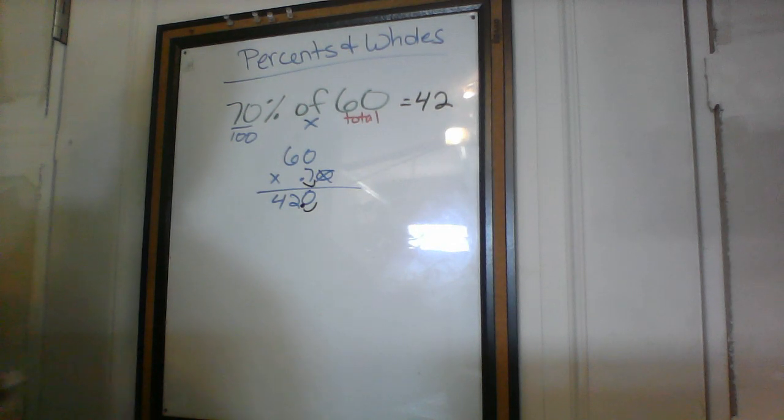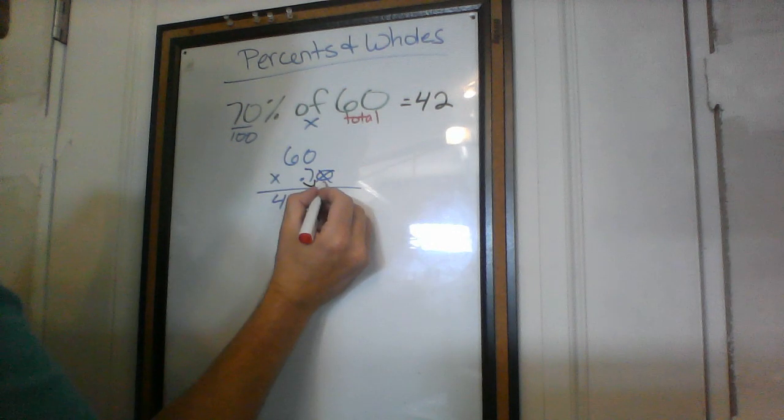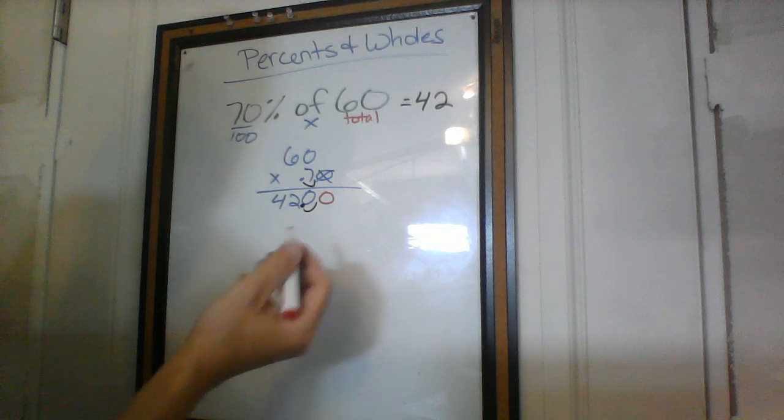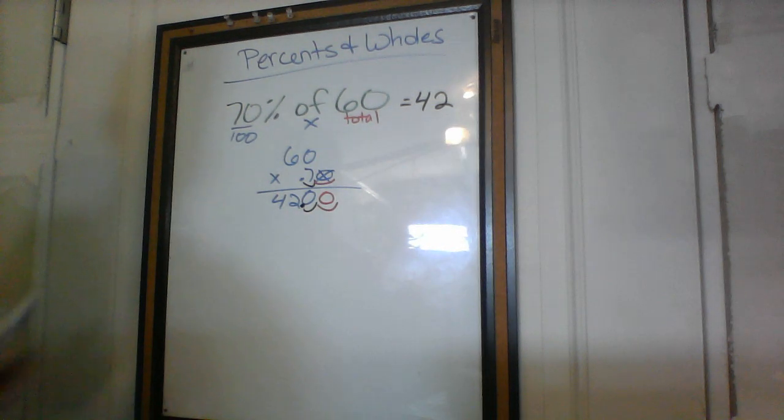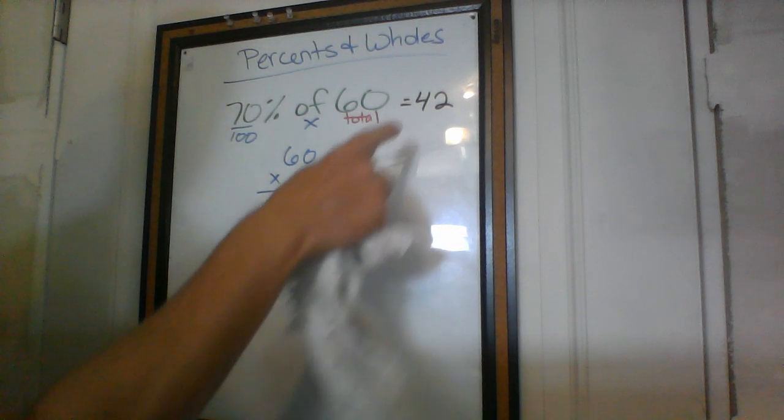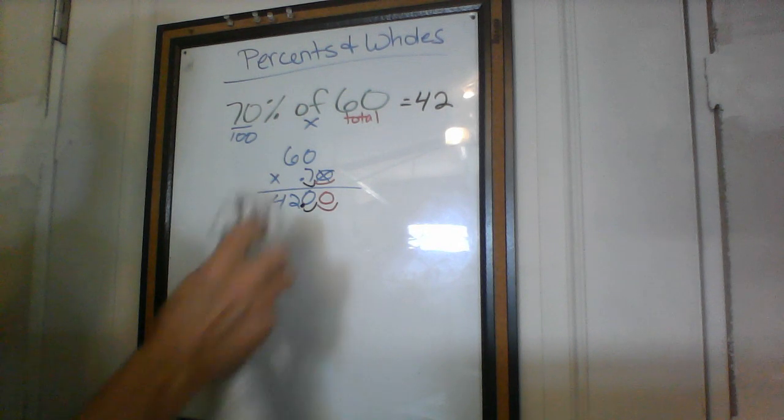Okay, back to this part. If we leave that 0 here, we just bring it down. Some of us do that. It works just fine. Just make sure you move your decimal 2 times, and you still end up with 42 and the correct answer. So this is the percent of a total. So 70% of 60 is going to be 42.